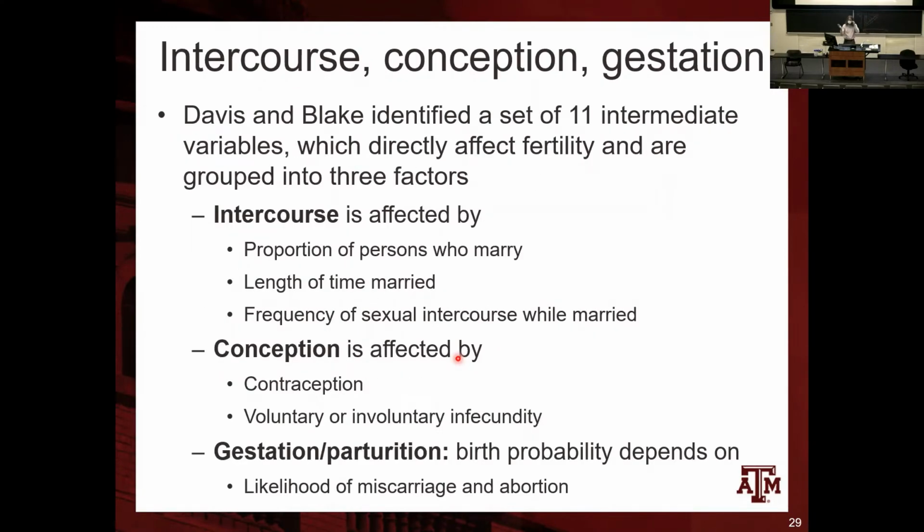So this is just a summary of the table that I just showed. They had a total of 11 intermediate variables subdivided in these three groups: intercourse, conception, gestation. Proportion of persons who marry, length of time married, frequency of sexual intercourse, contraception, voluntary or involuntary infecundability, and likelihood of miscarriage or abortion. Okay?